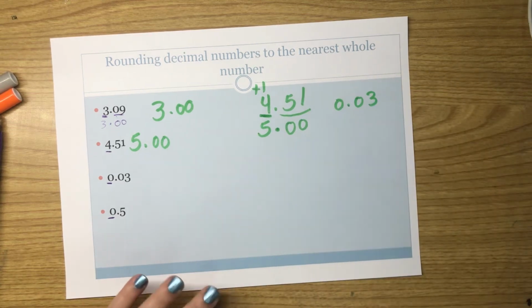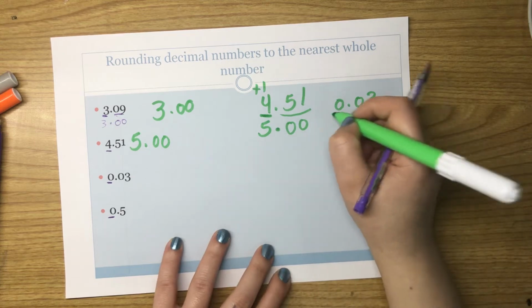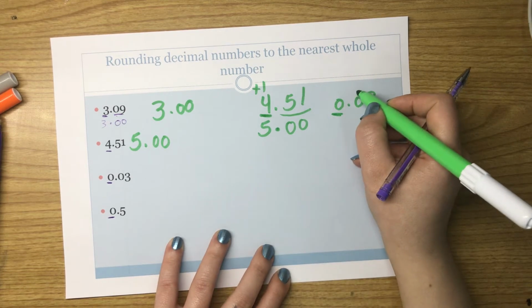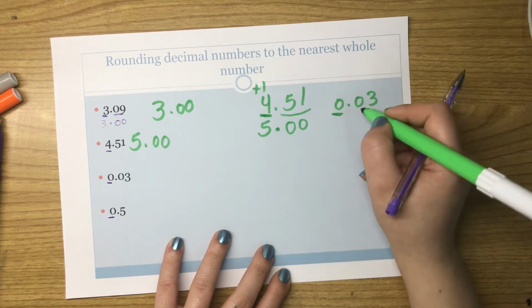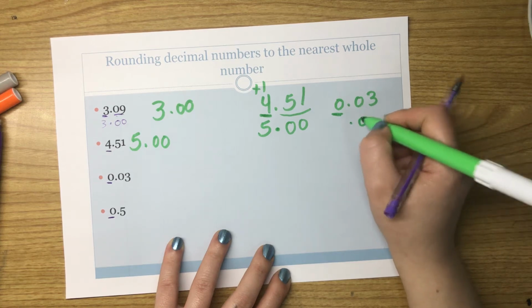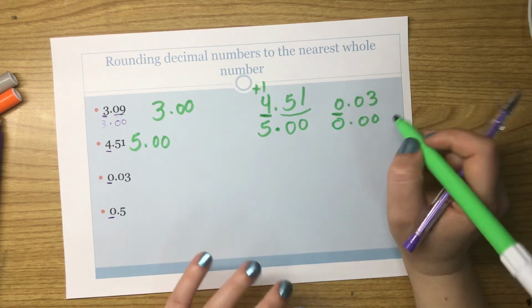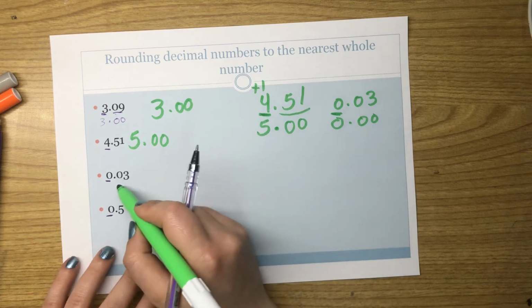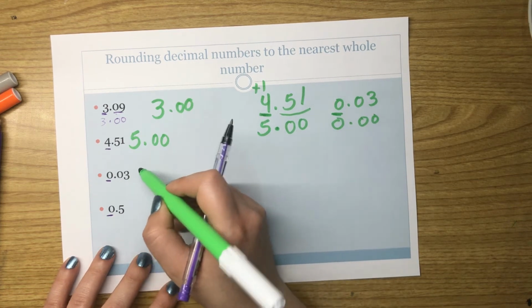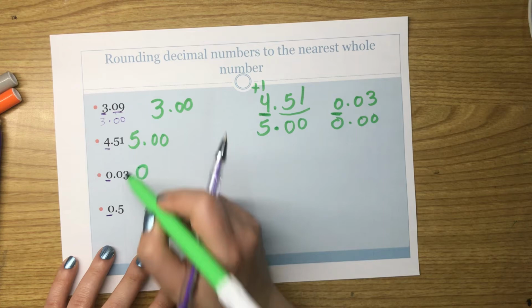0.03. You have to round it to the nearest whole number. This is the whole number. Look right next door. 4 or less, just ignore. So those places go to 0, and the 0 is going to stay the 0. So rounding this 3 hundredths to the nearest whole number is going to be 0.